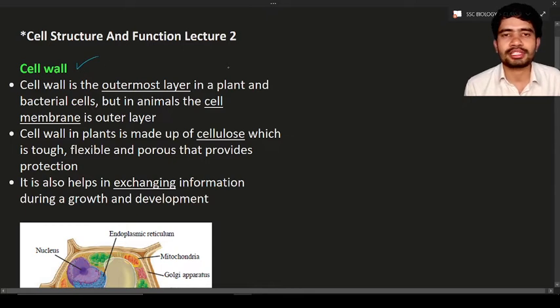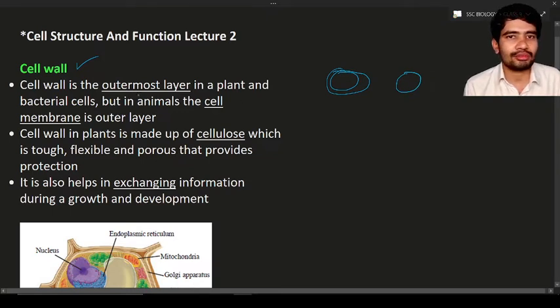So what is meant by cell wall? The cell wall is nothing but the outermost layer. Let us consider this is a cell. The cell contains a cell membrane, and around the cell membrane there is a cell wall. This cell wall is the outermost layer in plant cells, but in animal cells there is no cell wall, only the cell membrane. We will discuss that after a moment.